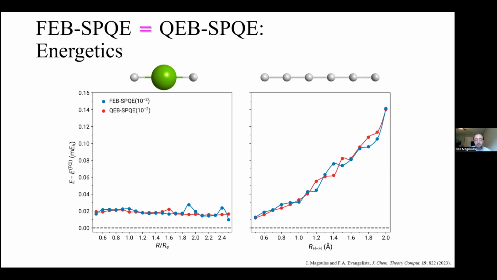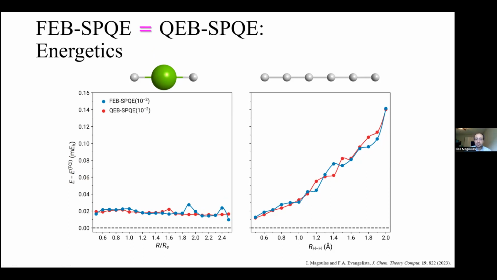At first, this might seem surprising because before I said that the qubit methods have a slow convergence towards full CI. But the thing is, in these examples, we have a very tight convergence criterion that allows both of these methods to converge very closely to full CI. So these are errors with respect to full CI in millihartree.